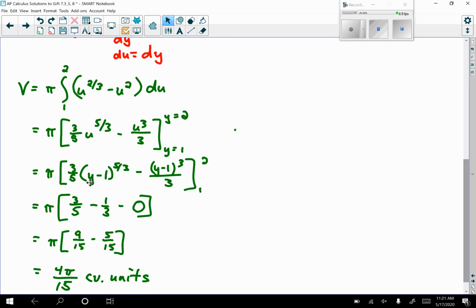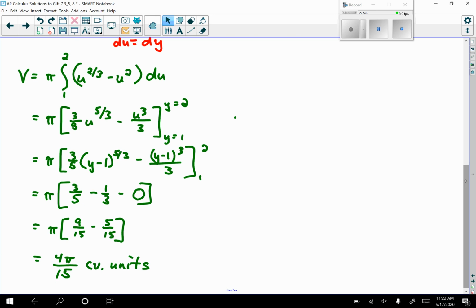Very easy to say, well, 2 minus 1 is just 1. 1 to any power is 1, so I just get 3/5 minus, this will just give me 1/3. Substituting in a 1 here, I'm just going to get zeros here, so that's just minus a 0. Common denominators, final answer is 4 pi over 15 cubic units.